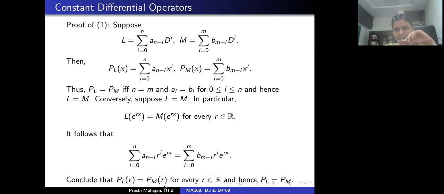So the two must be the same. That's exactly what this equation is saying. The two must be the same everywhere, for each little r, which is exactly saying that the two polynomials are the same. Correct? Is that okay?